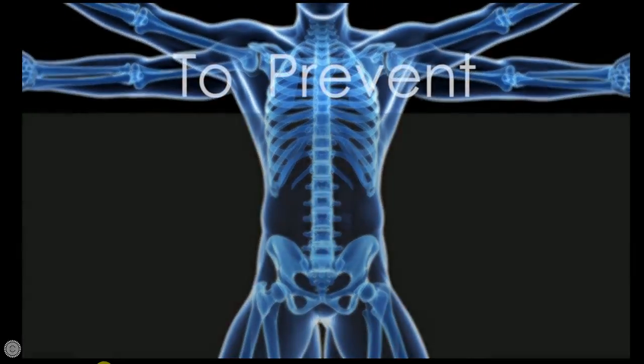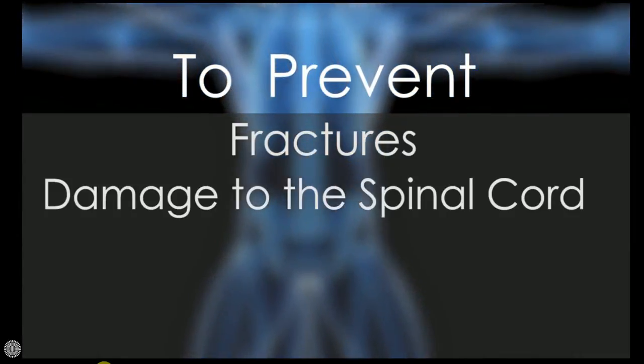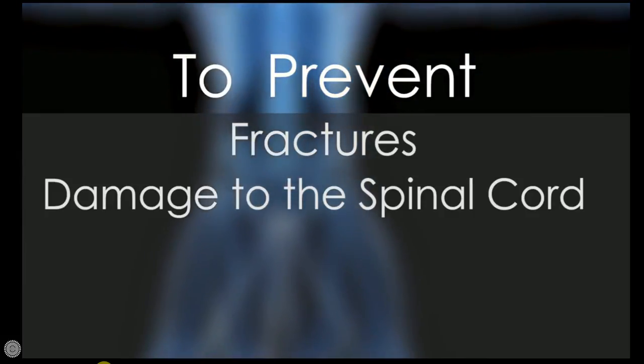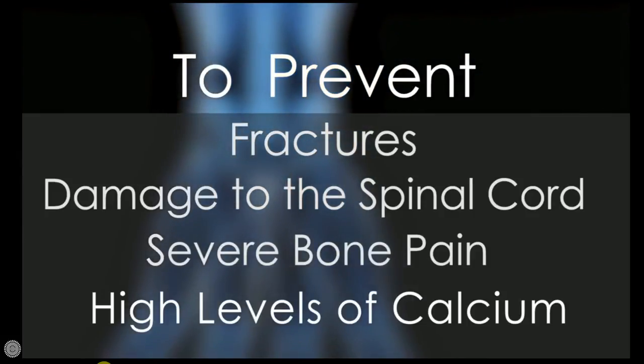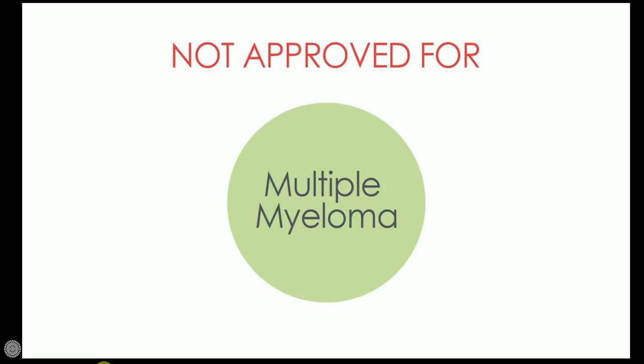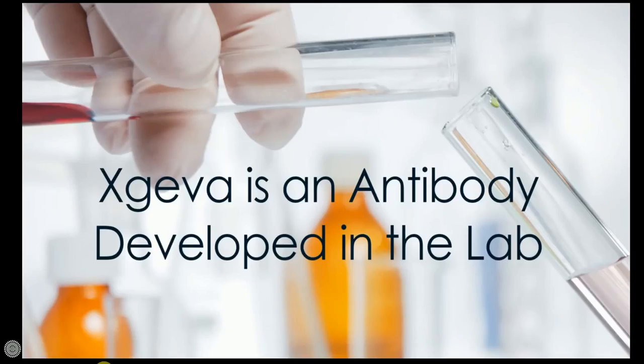Xgeva is a treatment for bone metastasis to prevent fractures, damage to the spinal cord, called spinal cord compression, severe bone pain, and high levels of calcium in the blood. Xgeva is not approved for use in patients with multiple myeloma, a type of blood cancer that can affect the bones. When cancer has metastasized to the bones, it causes weakening of the bones. Xgeva counteracts this process and strengthens the bones so they don't hurt, break, or cause high levels of calcium in the blood.